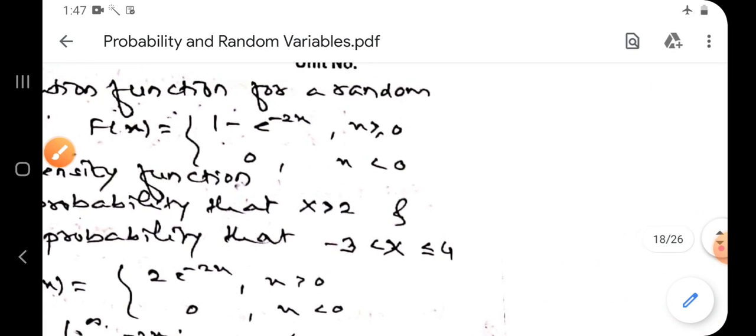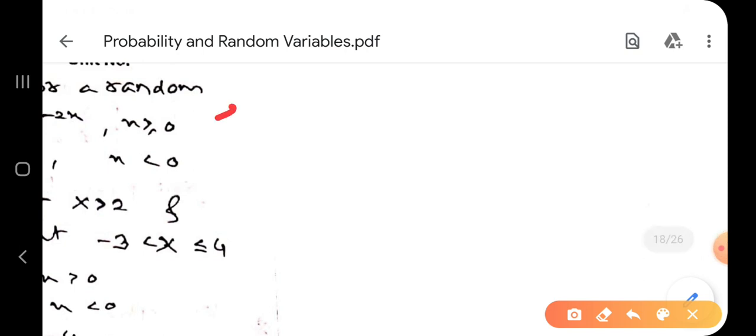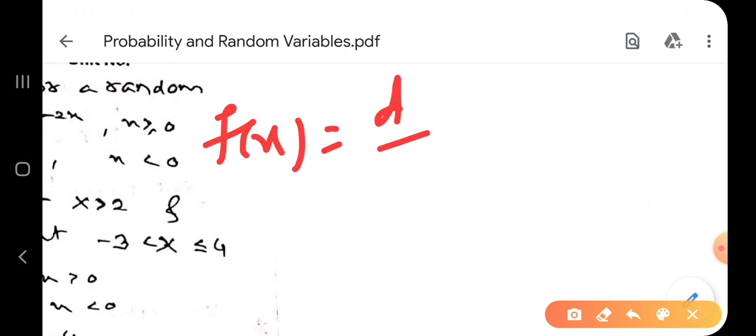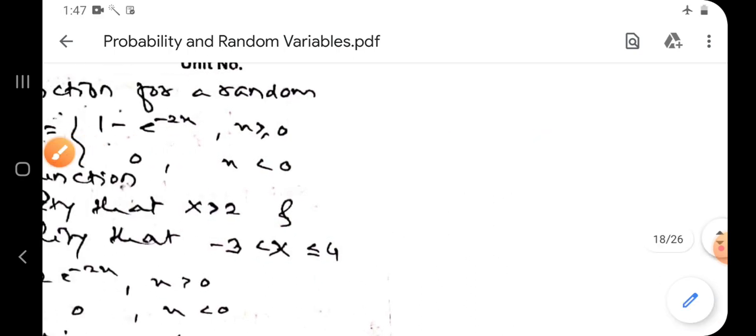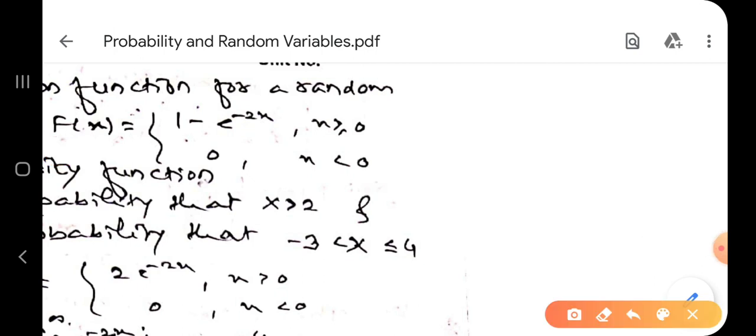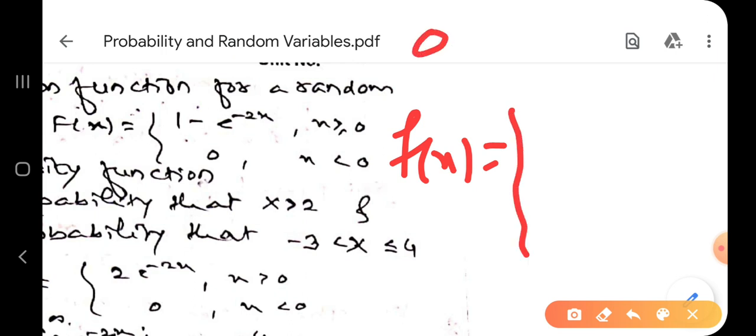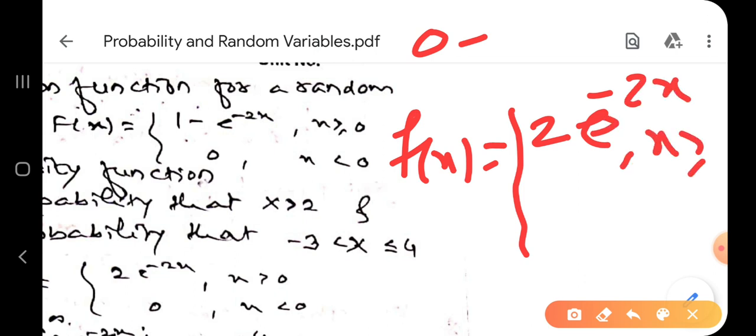First step, our small f of x is equal to what? Small f of x is equal to d by dx of capital F of x. So take the derivative, you will get the answer. So here derivative. What is derivative of 1? Derivative of 1 is 0. Correct. Minus. What is derivative of e raised to minus 2x? Minus 2 into e raised to minus 2x. So here 2 e raised to minus 2x, x greater than or equal to 0. And it is 0 if x is less than 0. So all steps get covered. This is your f of x. Now our first question is over.